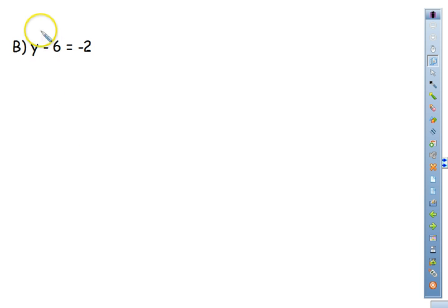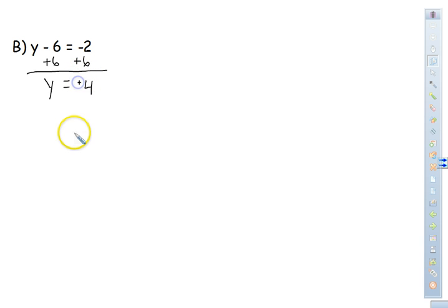Alright, so now again you're going to start on the side with the variable. If you're subtracting 6, you're going to add 6 to both sides, and we get y by itself, and now it is a negative 2 plus 6. Therefore, unlike signs, you're going to subtract those numbers. 6 is larger, so it's positive. So we're going to get a positive 4.